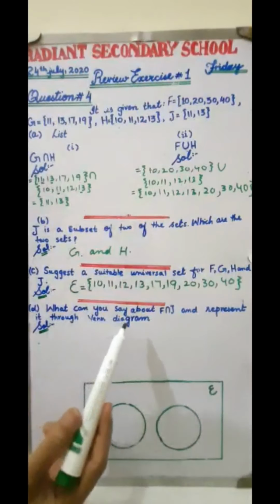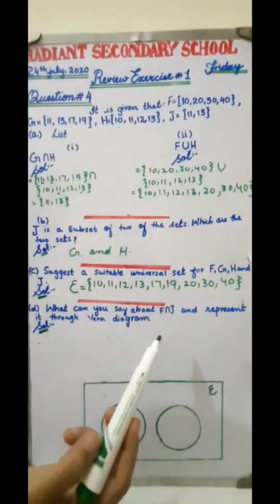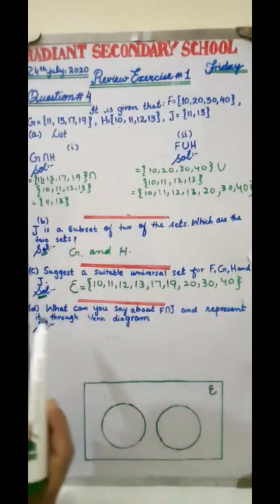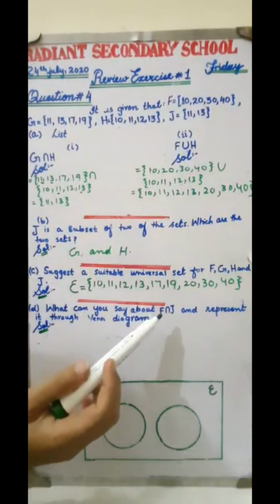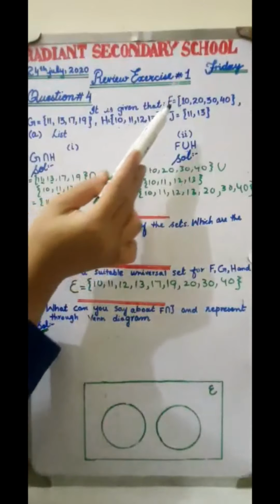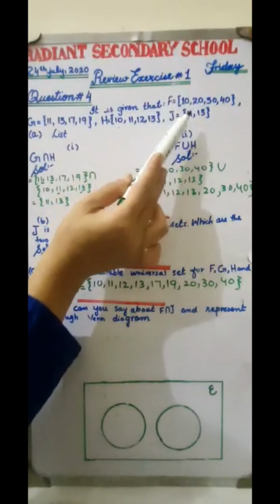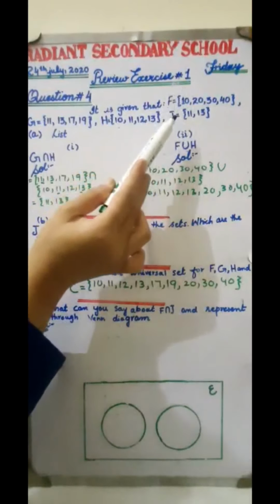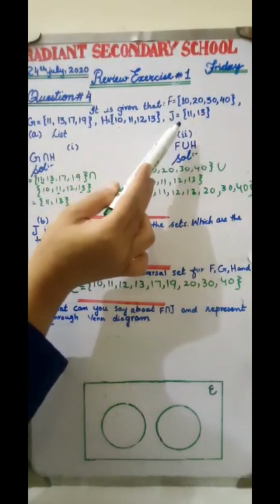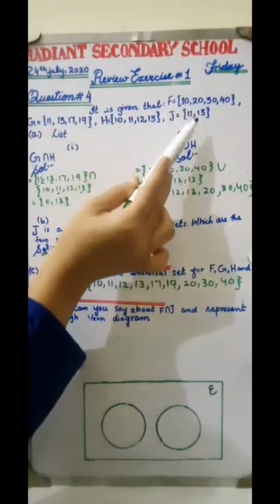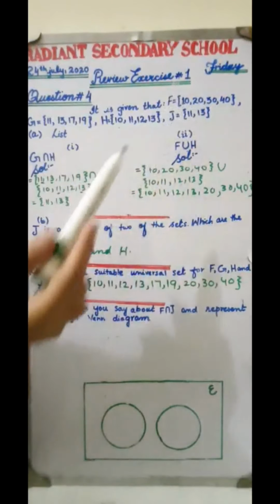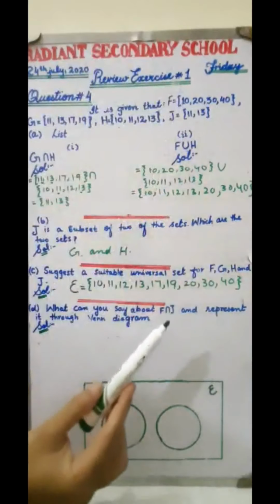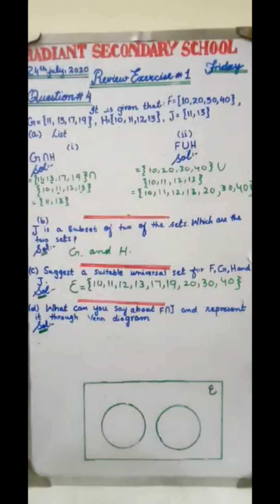Okay, come to part D. What can you say about F intersection J, and represent it through a Venn diagram? So for F intersection J, look at the question. In F and J, these two sets are there. Is there any common element present? No. No common element is present, which means their intersection is the empty set. So F and J, their intersection is the empty set.